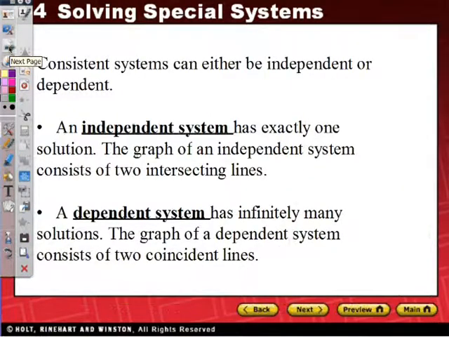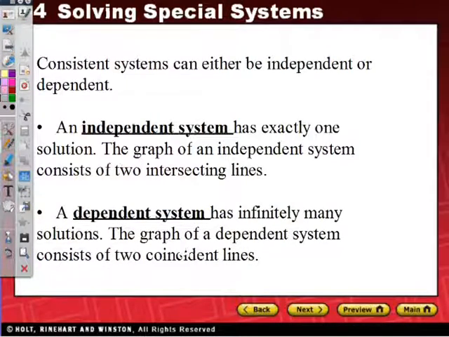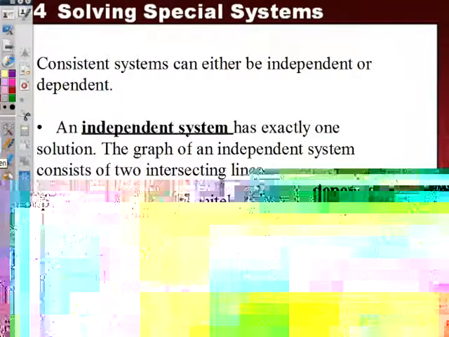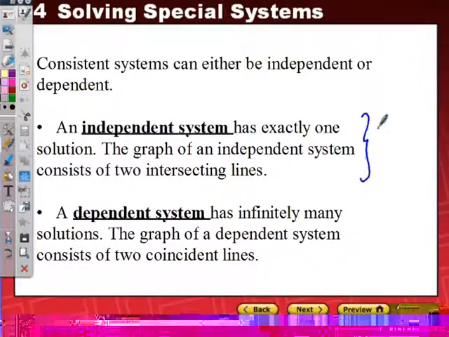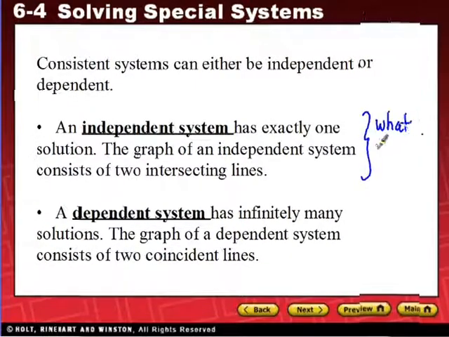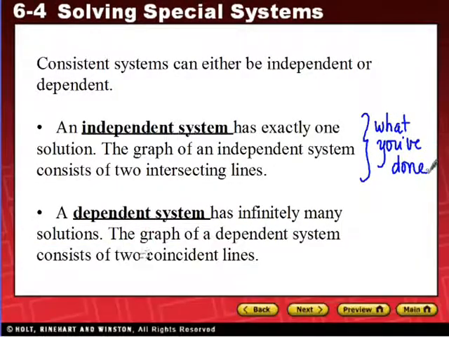Okay. Consistent systems can either be independent or dependent, just like we use for the variables, although they don't mean the same thing here, unfortunately. I wish they would use different words, but this is what the words are, so we're going to go with it. An independent system has exactly one solution. So everything you've done so far in lessons 6-1, 6-2, and 6-3 has been consistent, independent systems. They have exactly one solution. They are two intersecting lines.